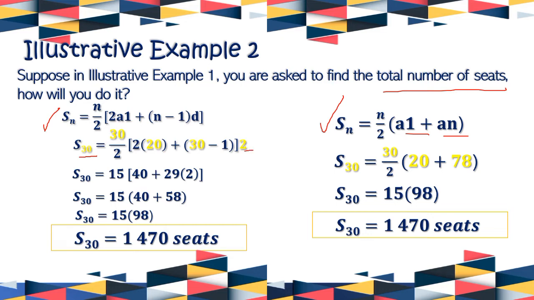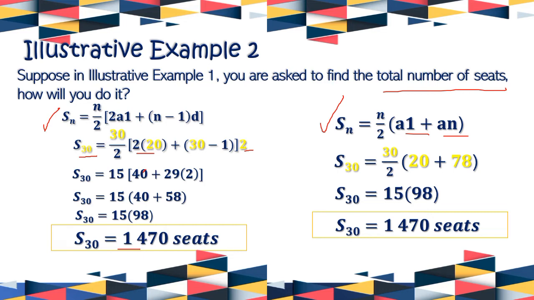Yung 30 divided by 2 is 15. Yung 2 times 20 is 40 plus 29 times 2. Then 15 times 40 plus 58. 40 plus 58 is 98 times 15. We have 1,476 all in all. With 30 rows na meron sa auditorium.